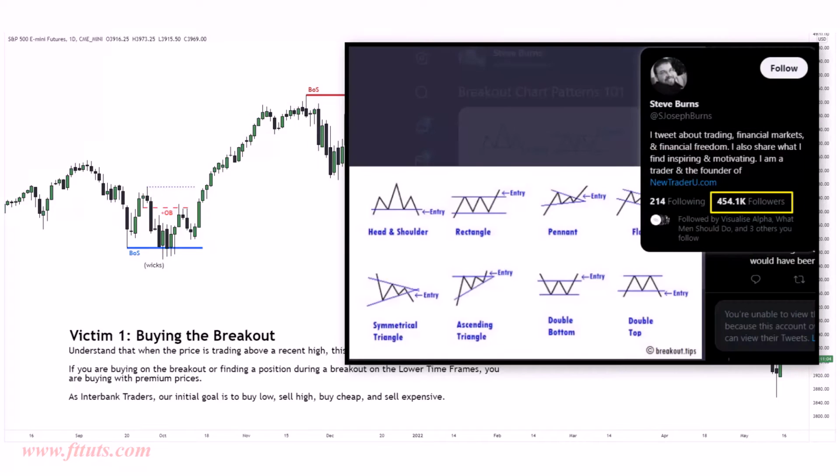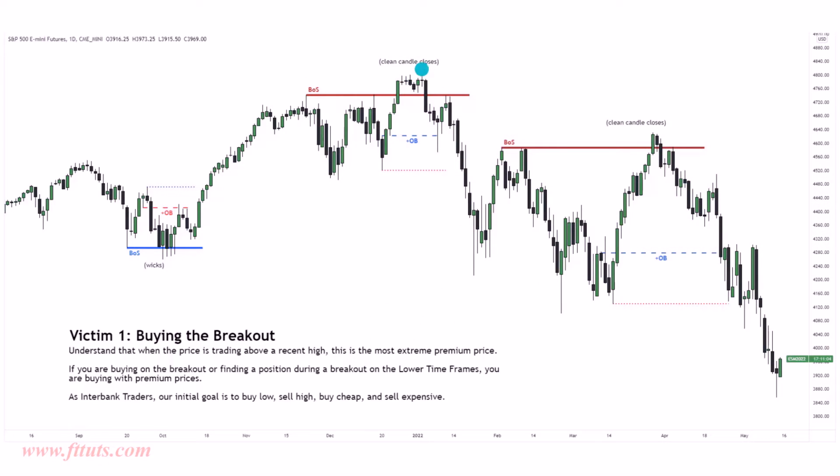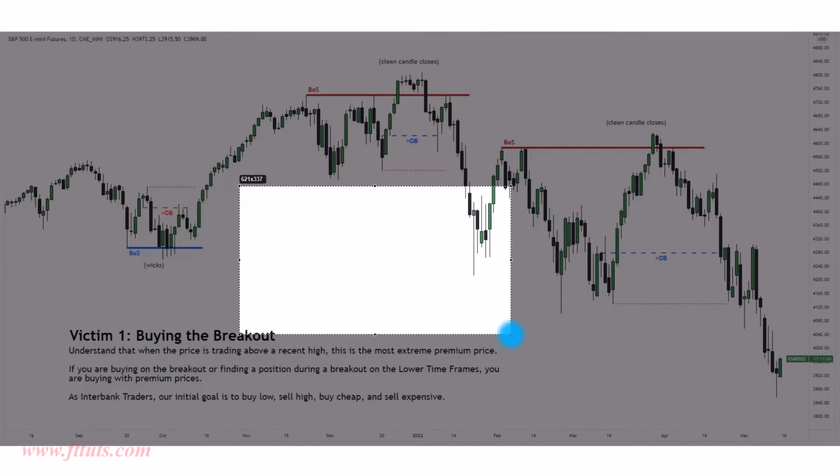So victim 1 is your typical retail trader that buys, uses retail patterns like bull flags or head and shoulder breaks or whatever. I don't really know anything about patterns. But what they do is they just buy the breakout. And when you're buying the breakout, you're buying the most expensive prices. Okay, so let me explain this.